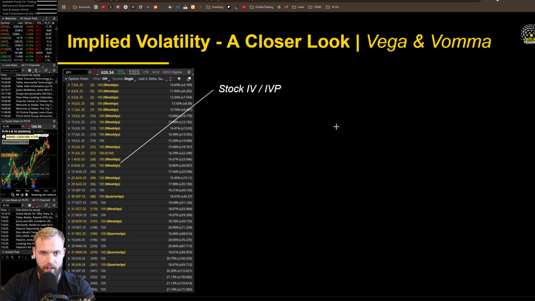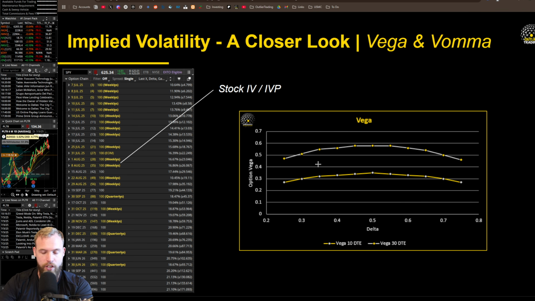Now I want to talk about Vega and Vomma. So we can visualize Vega, and Vega is pretty simple. Vega is going to be higher for further dated options. There's more extrinsic value in those. And it's going to be highest for at the money options because there's more extrinsic value in those.